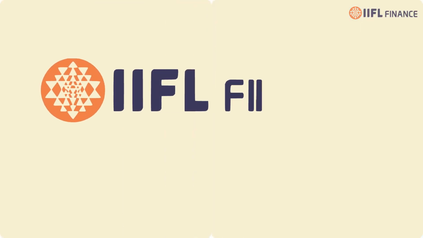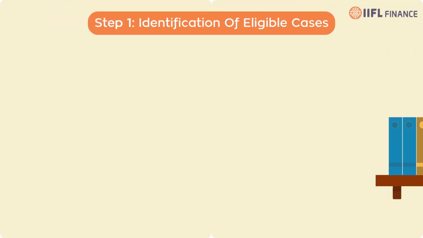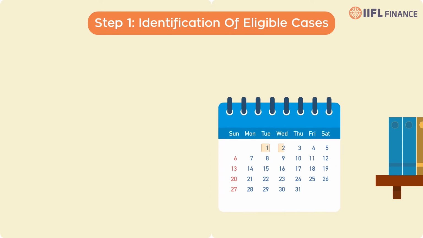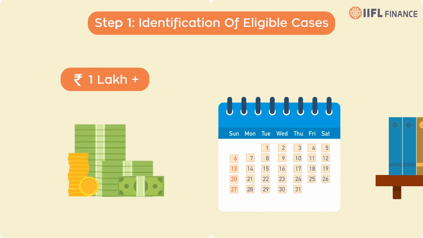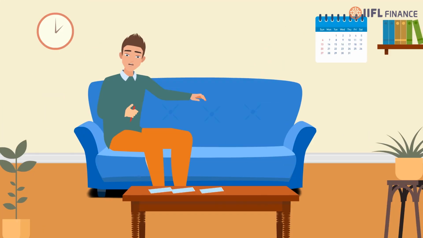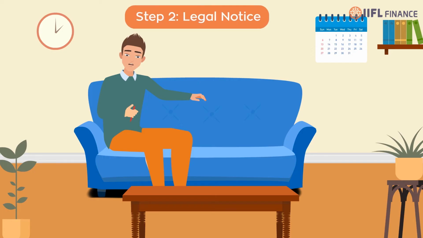Let's take a quick look at IIFL's 7-step check bounce procedure. Step 1. Identification of eligible cases. To initiate proceedings under Section 138 of Negotiable Instruments Act, only those cases which have 30 plus DPD and have a principal outstanding amount of 1 lakh or more are identified. The duly filled checks are then banked after due diligence for either the overdue amount or the foreclosure amount based on DPD.